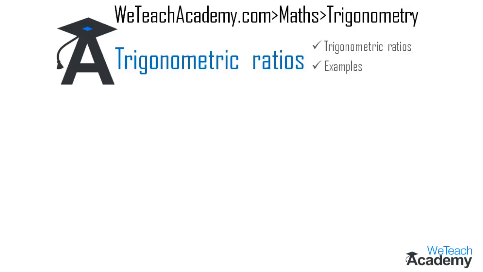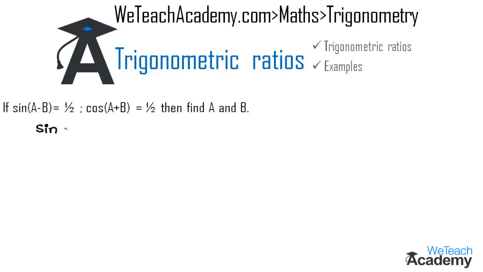So coming to the first example, the given example is: if sine (a minus b) is equal to 1 by 2 and cos (a plus b) is equal to 1 by 2, then find the values of a and b. So first let us consider sine (a minus b), which is given as 1 by 2.